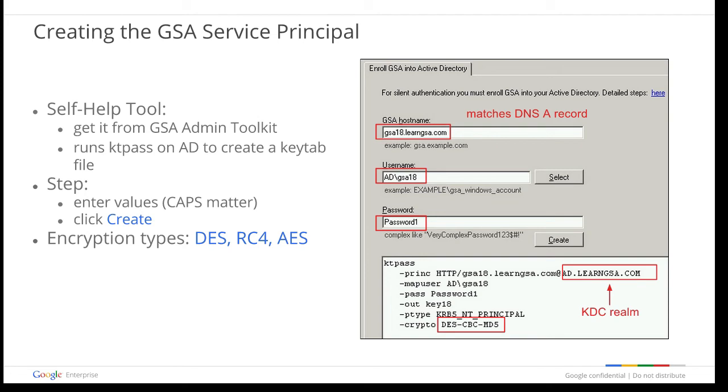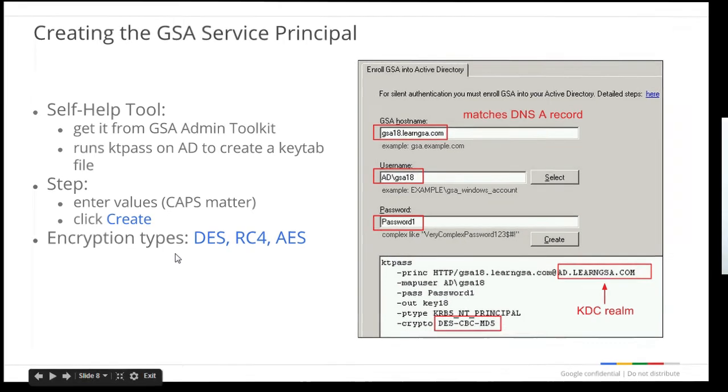The fifth argument specifies the encryption type the GSA must use when communicating with the realm. We have a short list of encryption types supported by the GSA in Windows here: DES, RC4, and AES. The sixth and final argument for ktpass is optional. If you omit it, you'll receive an error message, but can safely disregard it.